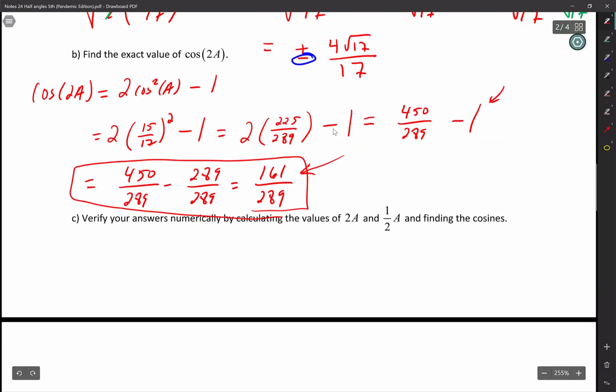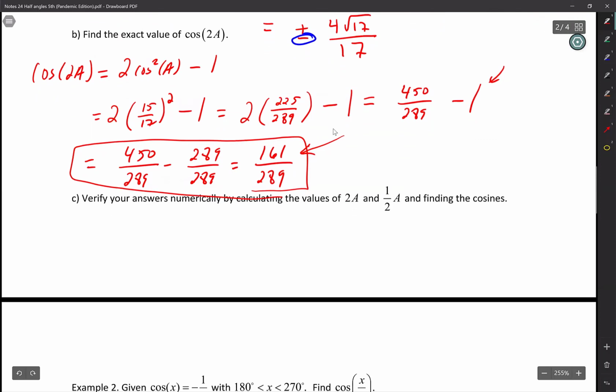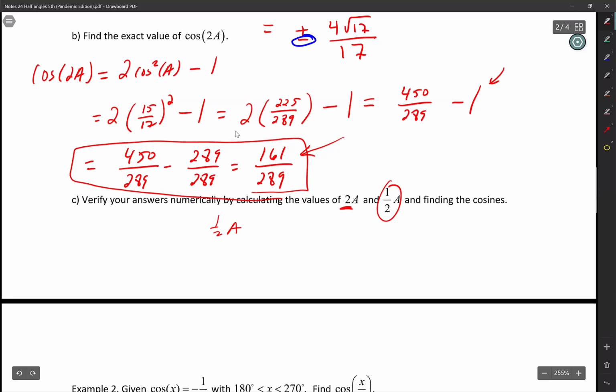All right, letter C. Let's see what letter C says. Verify your answers numerically by calculating the values of 2a and half a and finding the cosines. All they're telling me on this one, guys, is what is half a? They're telling me to check with a calculator. So all you got to do is sit back and observe, and I want you to see how beautiful this is. I'm going to share my screen.